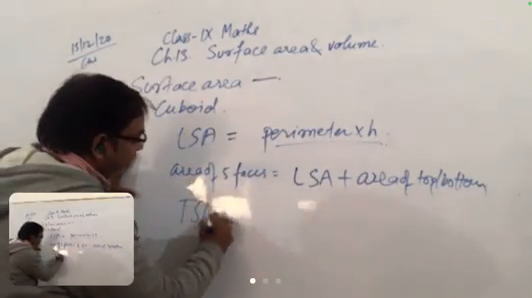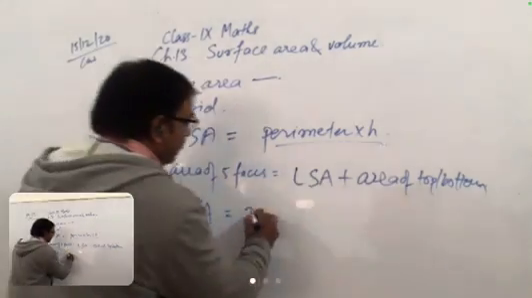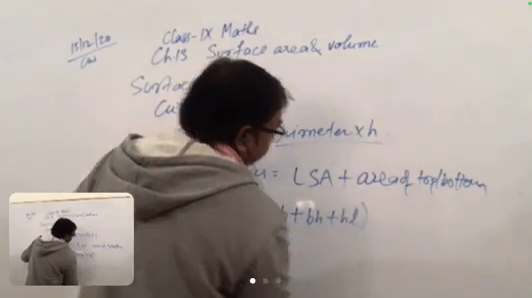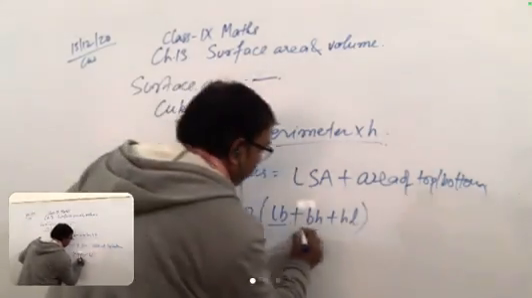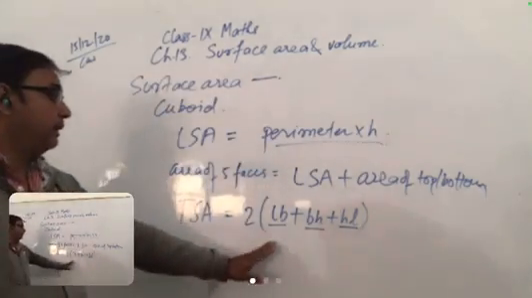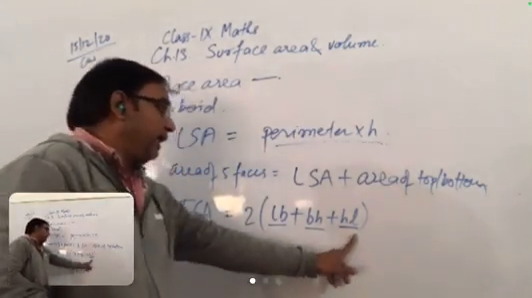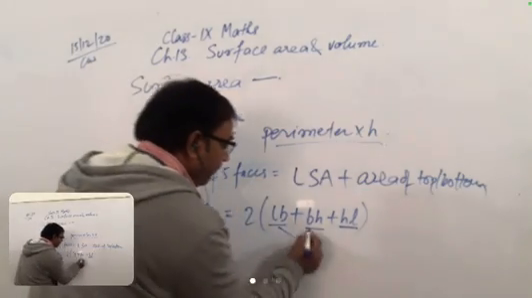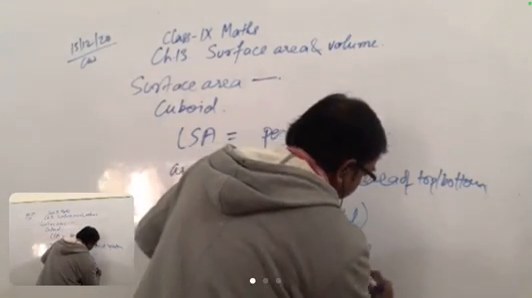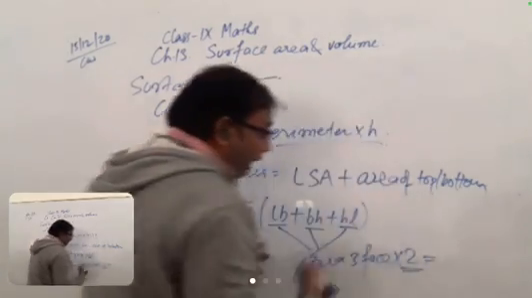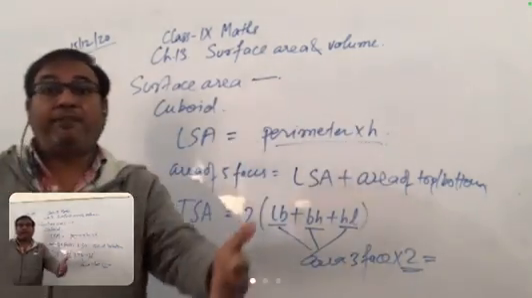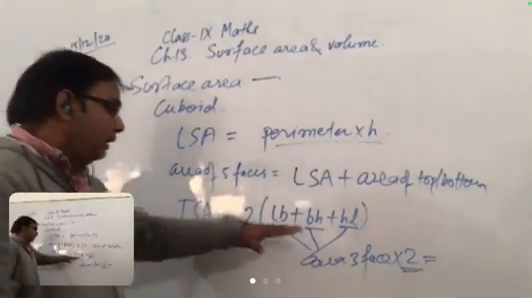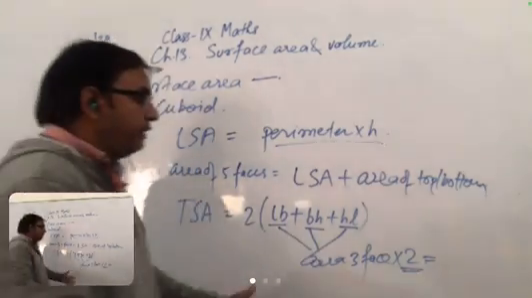And then the last is the total surface area. If we are talking about total surface area, then the formula is 2 multiplied by (LB plus BH plus HL). You can see LB, BH and HL: the area of one face, area of two faces, area of three faces. And it is multiplied by 2 because opposite faces are identical. So that is why we multiply these three faces by 2. Then it becomes 6 faces.